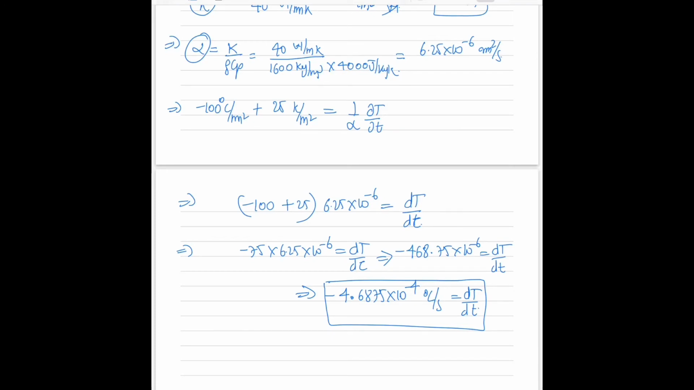So this is the final solution of our third part. This result shows that the time rate of change of temperature at any location does not depend upon the x value. It is independent of the location. So it will be the same for all values, that is x equal to 0, x equal to 0.25 or 0.5 meter. Thank you.